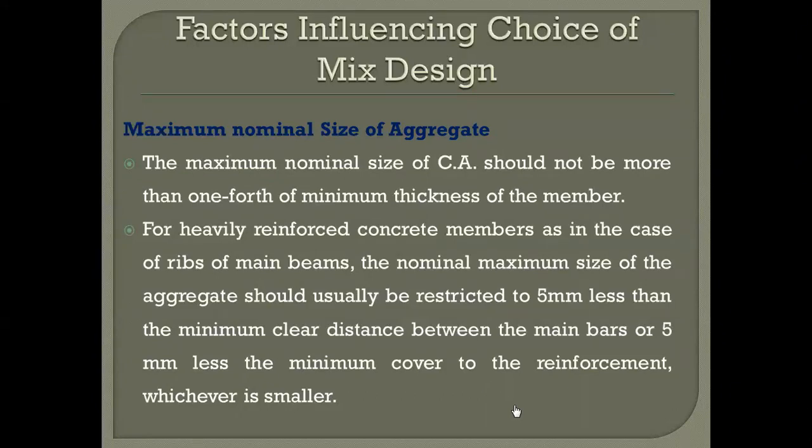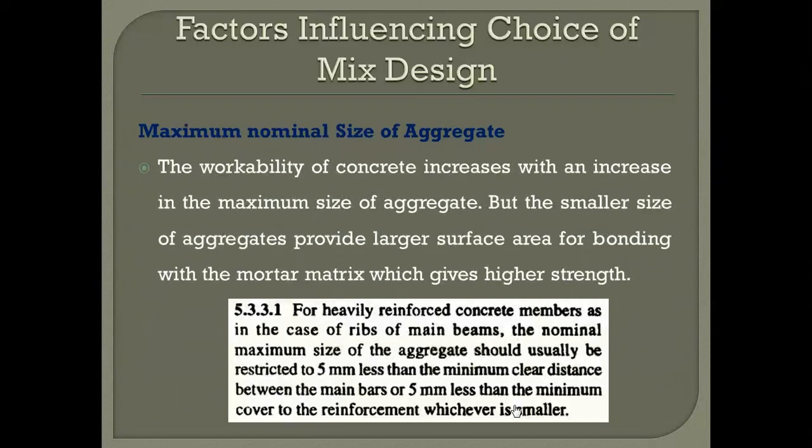Or there is one more condition also. If you use any size of the aggregate, then it should be 5 less than the distance between the two bars, or 5 less than the minimum cover, whichever comes smaller. Then we have to use that size of aggregates. So this is given in the IS code. I have taken a picture from the IS code. So IS code also says the same.